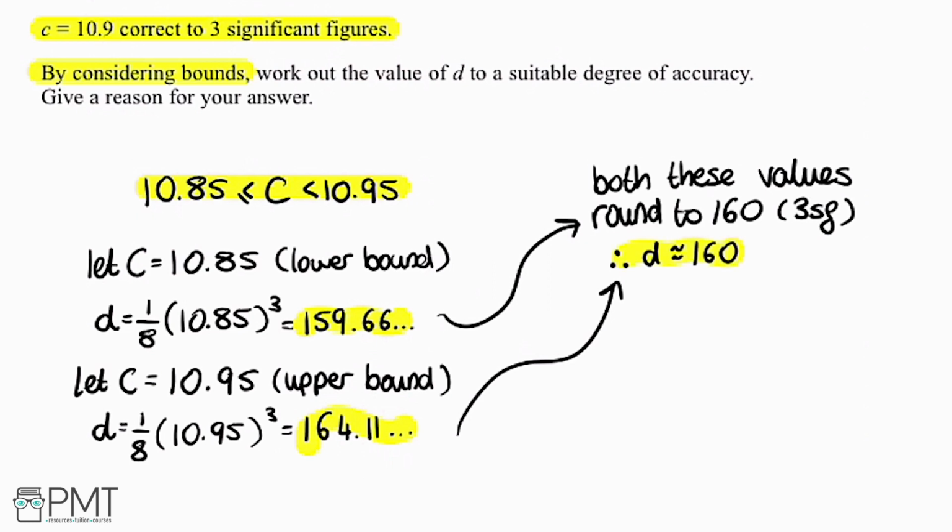So there are 4 marks up for grabs in this question. We get the first one for working out the bounds of c. The second mark here for when we sub them in. We get our third mark for getting the correct values for d when we sub in the upper and lower bound. And we get the final mark for correctly working out that d to a suitable degree of accuracy is 160.